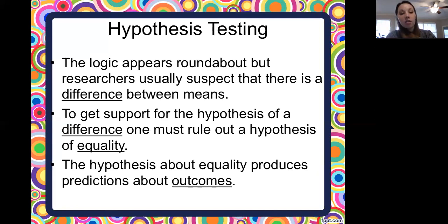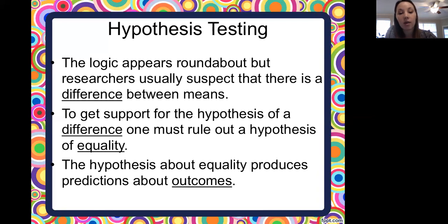To get support for this hypothesis of difference, we must rule out the hypothesis of equality. So basically what this is saying is in order to find this difference, in order to rule out all other possibilities, we've got to rule out the null hypothesis. To make claims about the hypothesis of difference and gather support for it, we have to rule out the possibility that the null hypothesis is true. So basically that's what we're doing with this method. We are ruling out the possibility that the null hypothesis is true.